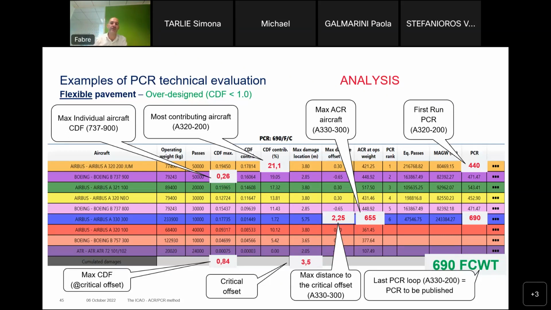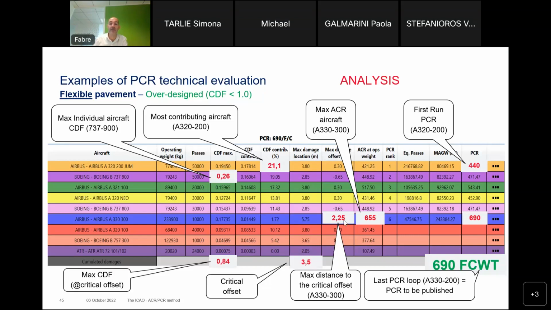So here you have 0.26. This is the max individual aircraft CDF. This is the highest with the Boeing 737-900. But the first most contributing aircraft in that case is the FV20. Its contribution is about 21.1%. Okay. And the first iteration is therefore done for this aircraft, and the first PCR is 440.